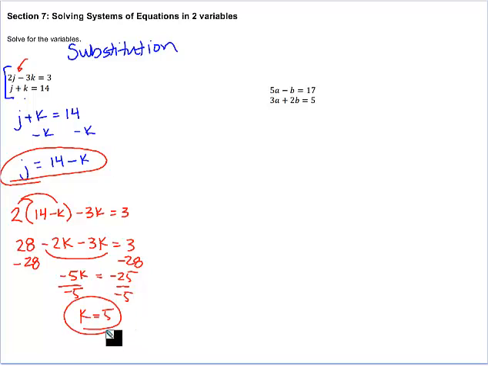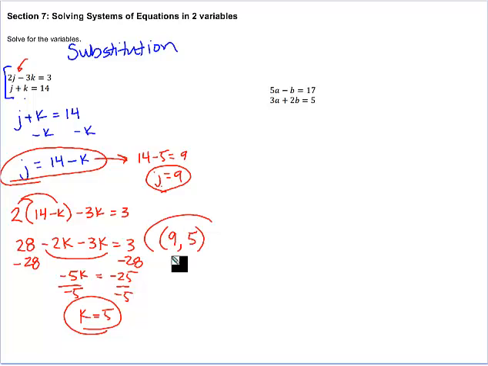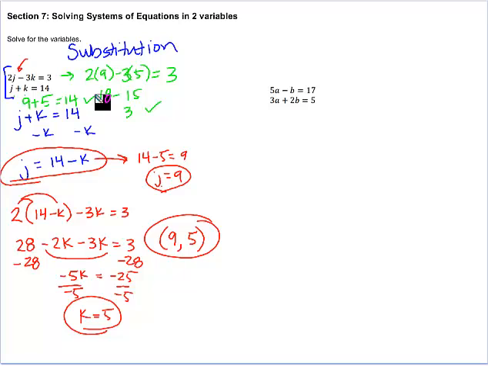Now if k is positive 5, we can plug that in right here to get j. So 14 minus 5 is 9, so j is 9. Now this is actually a solution like on a coordinate plane, so we want to write it alphabetically. J comes before k, so we'd say 9, 5. And then you do always want to check your solutions. So 9, 5, you check it right here. So 2 times 9 minus 3 times 5, does that equal 3? So 18 minus 15 is 3, so it works. J plus k, 9 plus 5, does that equal 14? Yep, so it works.